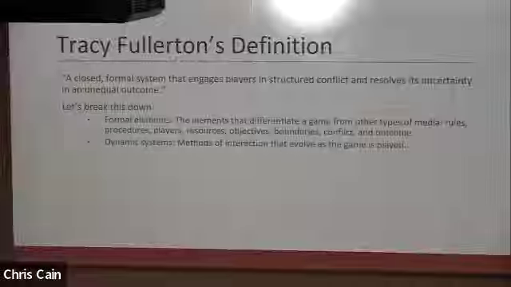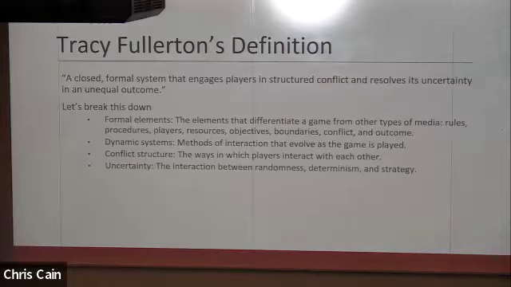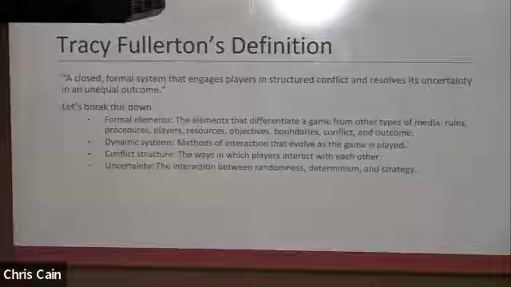The dynamic systems, in this case, are methods of interaction that evolve as the game is played. So what changes from the beginning based on the rules, what evolves based on players adhering to the rules, and this evolves naturally from that. There's conflict structure, ways players interact with each other. There's uncertainty, the interaction between randomness, what happens outside of the player's control, determinism, what happens based on the decisions the players make, and strategy, what the players will decide to do based on anticipated consequences.